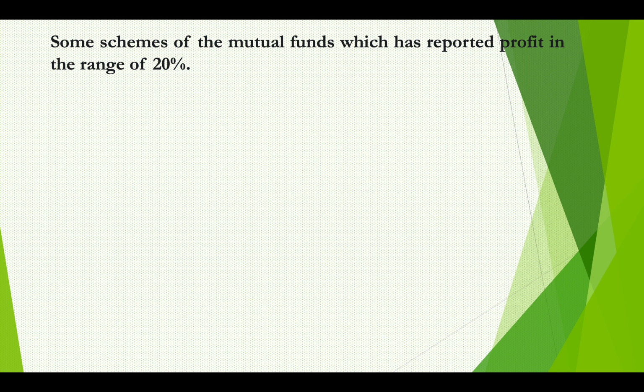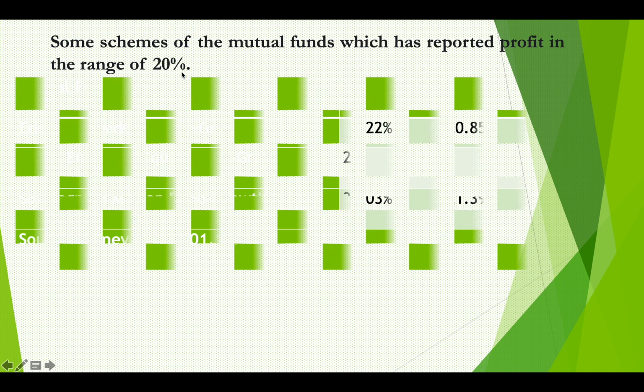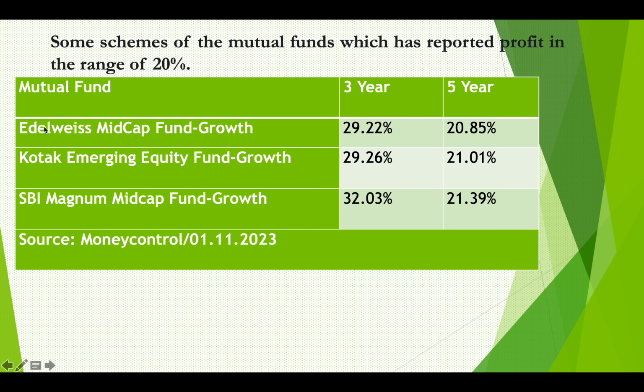Let me share some schemes of various mutual funds which have reported profit in the range of 20%. Number 1, for example, Edelweiss Mid-Cap Fund Growth: in 3 years 29.22% and in 5 years 20.85%.